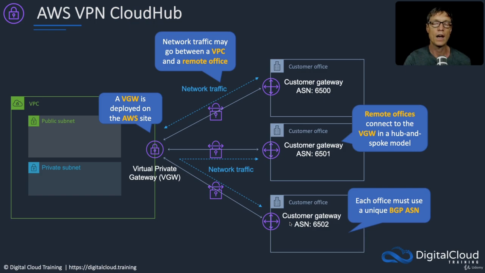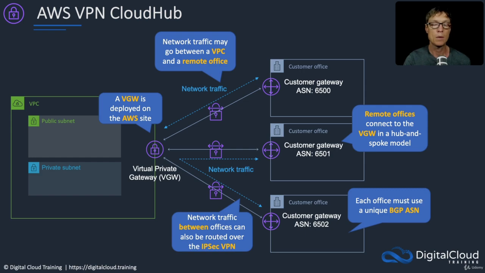So we're using the AWS site-to-site VPN to establish a routing topology which connects multiple customer offices as well as the VPC itself. Now, this is using IPsec VPNs, the same VPNs as we just looked at in previous lessons. So that's it, that's VPN CloudHub.